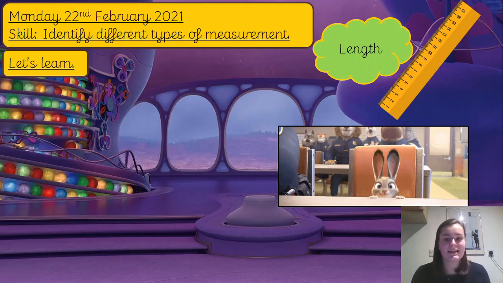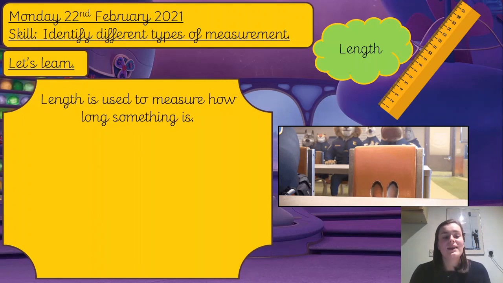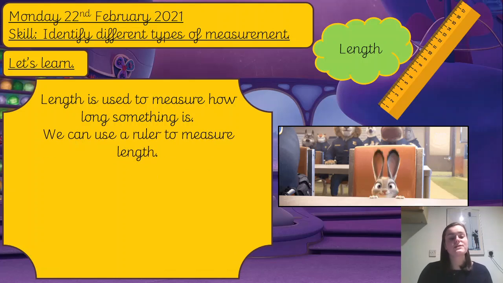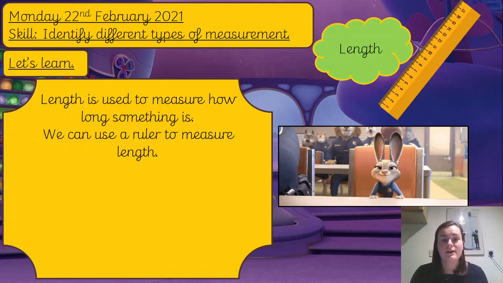Okay, last one then, length. So length, of course, is used to measure how long something is. So you just had a play around with length when you wanted to see how tall you were. It's another way of asking how long you are, really. So we can use a ruler. I know yellow class have seen this before. My funky ruler that folds in half that everyone loves, to measure length. But you can also use other things to measure length as well, can't you? Like a meter stick or a measuring tape.